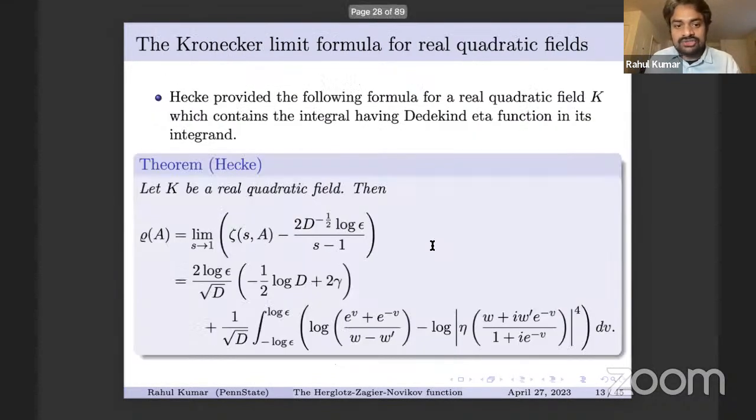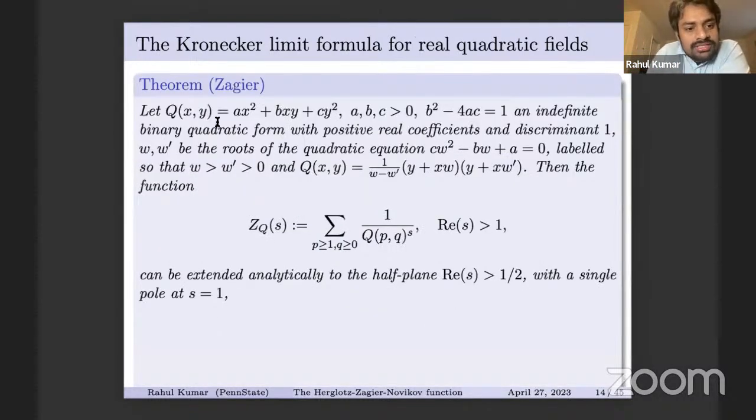Later on, Hecke actually solved that problem and found the following formula. Here you can see in his formula you have this integral containing log of eta, and this integral runs from minus log epsilon to log epsilon, where epsilon is the fundamental unit of that real quadratic field. So you can see that this formula is not explicit, because it has that integral, and inside that integral you have log of eta appearing. That's why we said it's not an explicit formula, because we will now see the formula of Zagier, which is more fundamental and a more beautiful formula for this rho of A.